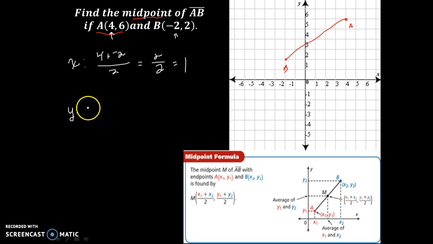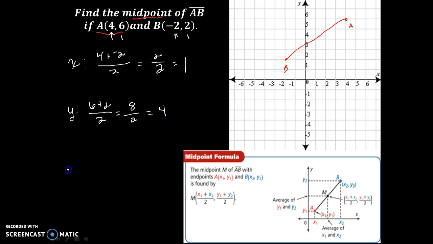And to find our y-coordinate, we're going to take our y values, which are 6 and 2. We're going to add them together. 6 plus 2, and divide this answer by 2. So what we have is 8 divided by 2. And then 8 divided by 2 is 4.